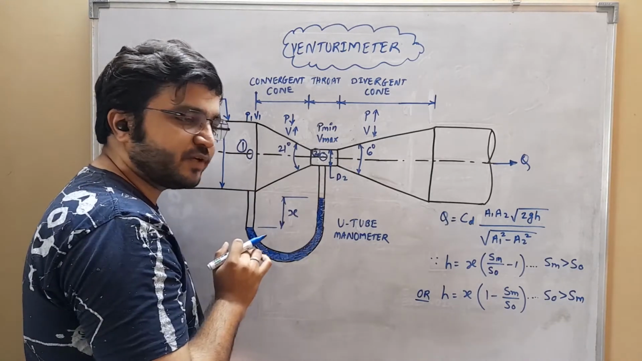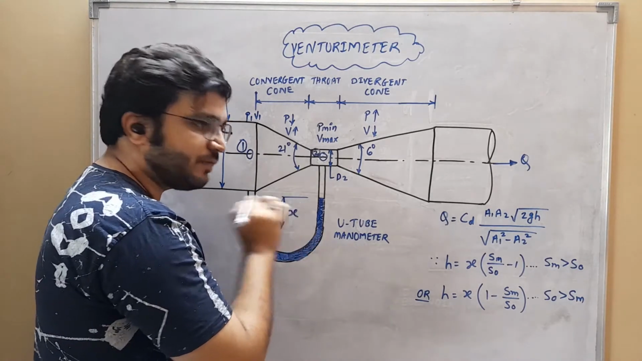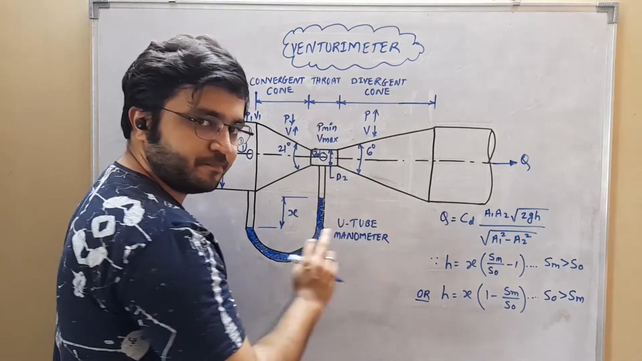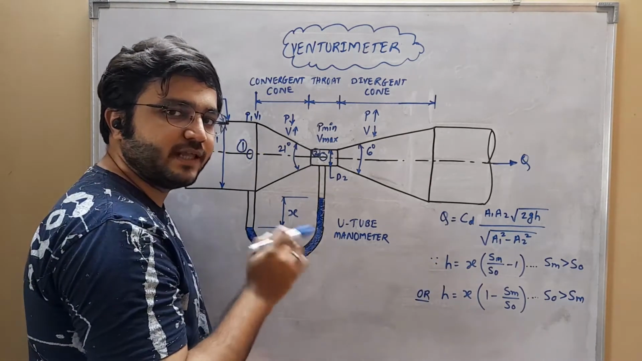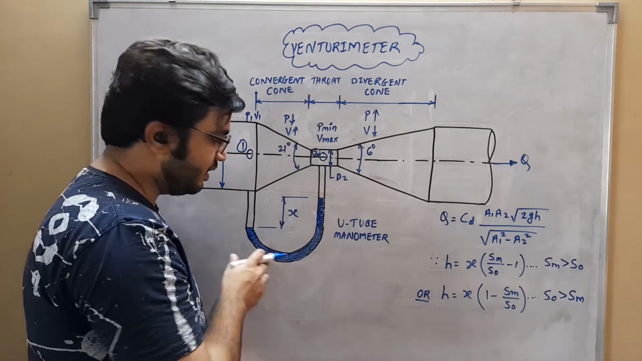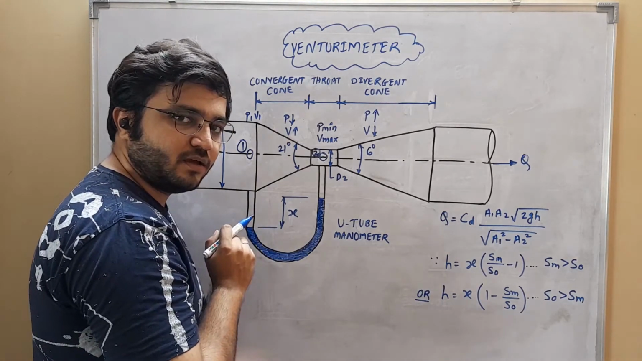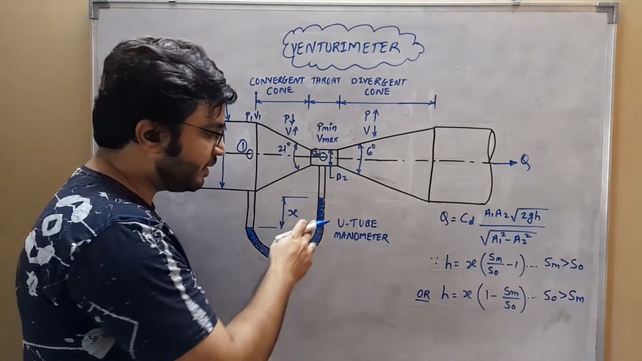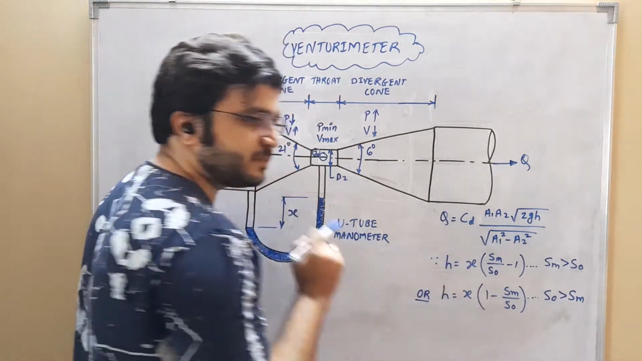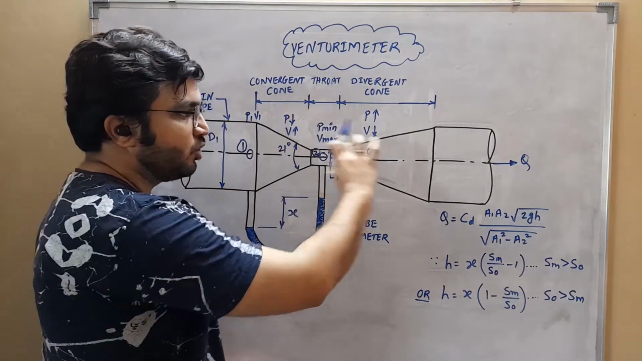Now this pressure head difference will be calculated based on this X value using these two formulae. H is the pressure head difference, X is the difference in the level of manometric liquid in left and right limb of the manometer. Then Sm is the specific gravity of manometric liquid and So is the specific gravity of fluid flowing through the pipe.